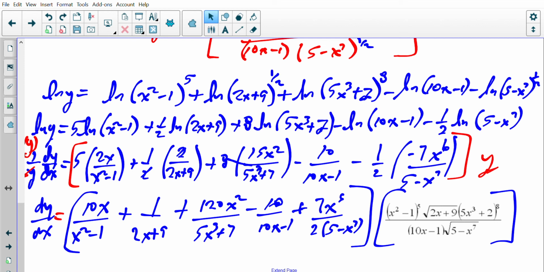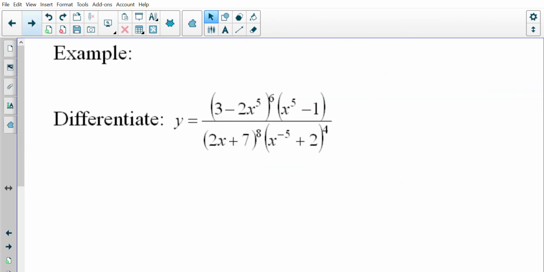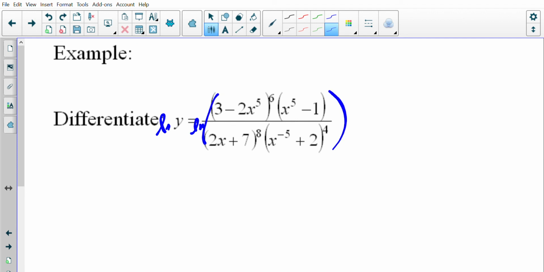Let's try maybe one more of those. So here's one that has, let me see here. So I'm going to take the log. This time I'm going to be a little bit more concise with it. So I'm going to take the log of both sides, natural log of all this. Now I'm going to use my laws of logarithms. So it'll be the natural log of y. And now I'm going to bring my exponents to the front at the same time.